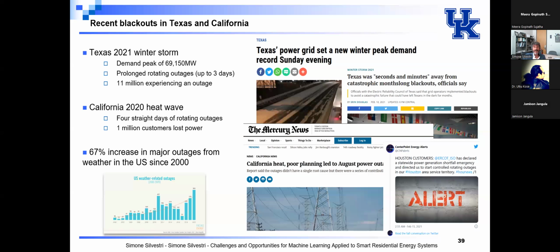And more than 11 million people experienced some outages, and even some people died due to the extreme temperature that caused these demand peaks. However, the outages would shut down completely the electricity in a certain area. And so people were exposed to this extreme temperature, which is, of course, highly undesirable. Something very similar happened in California, but instead of winter it was a heat wave that hit California in 2020. Plus, these types of outages are increasing over time due to the change in weather as well.